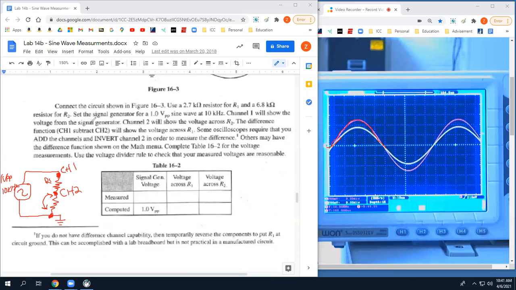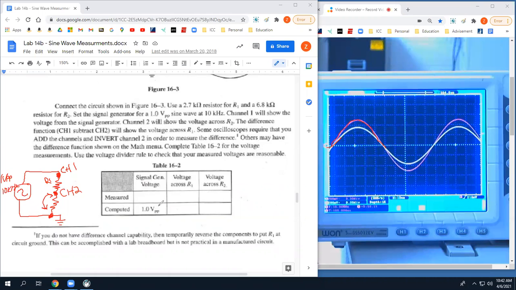Channel 1 will show the voltage from the signal generator. Channel 2 will show the voltage across R2. The difference function, channel 1 subtract channel 2, will show the voltage across R1. Some oscilloscopes require that you add the channels and invert channel 2 in order to measure the difference. Others may have the difference function shown on the math menu. Complete table 16-2 for the voltage measurements. Use the voltage divider rule to check that your measured voltages are reasonable.